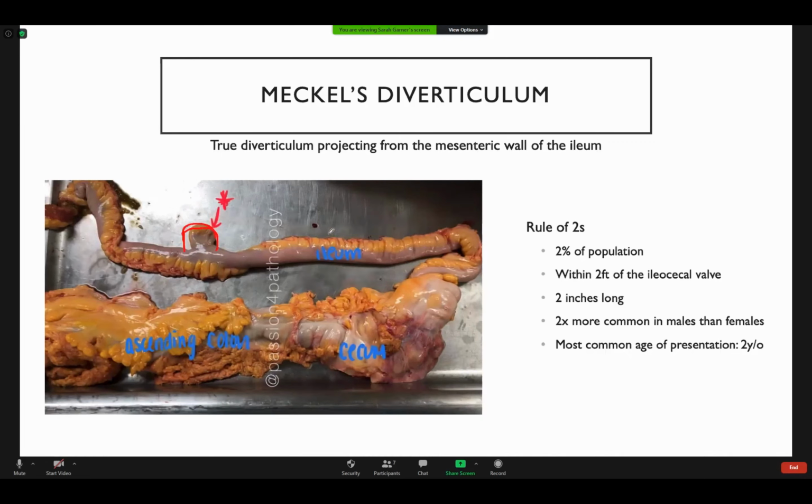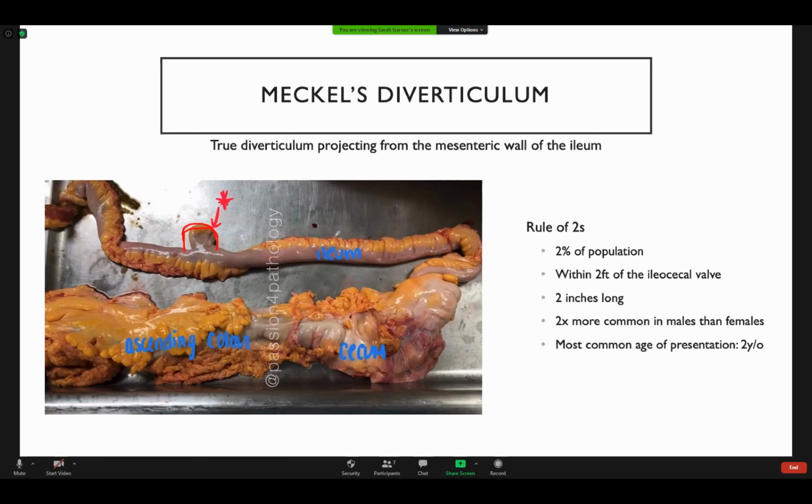So hopefully you remember the rule of twos. This is good for Meckel's diverticulum because it affects about 2% of the population. And like I said, it's going to be found within 2 feet of that ileocecal valve. It's typically going to be about 2 inches long, and it is about 2 times more common in males than females. And the most common age of presentation is typically 2 years old.